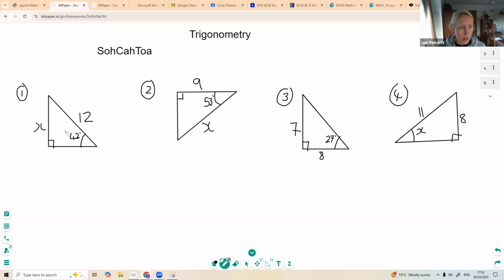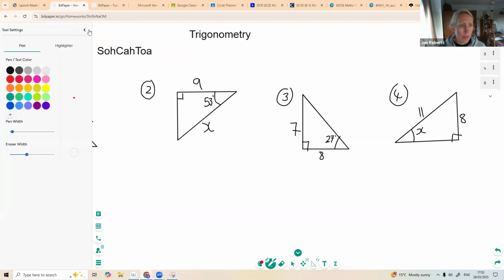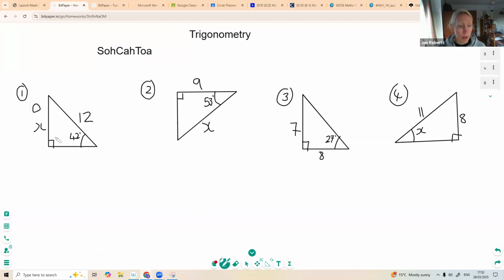So this length here is opposite my angle, so I call it O, opposite. Then I've got a length that's opposite my right angle, my hypotenuse. I'm not going to put any information on this because it's got no x or a number or an unknown on that length. So what uses O and H? It's sine. So you can use this to help you work out the formula.